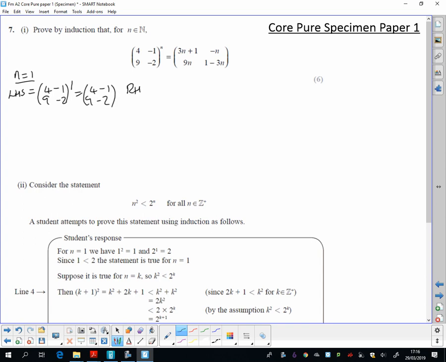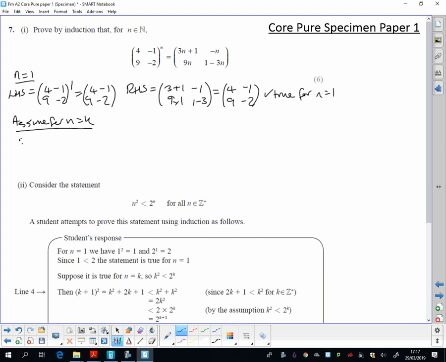And the right hand side is going to be 3 plus 1, negative 1, 9 times 1, 1 minus 3, which is going to be 4, negative 1, 9, negative 2, therefore true for n equals 1. Okay, so then we're going to assume for n equals k, so we assume that 4 minus 1, 9, negative 2 to the power of k is 3k plus 1.